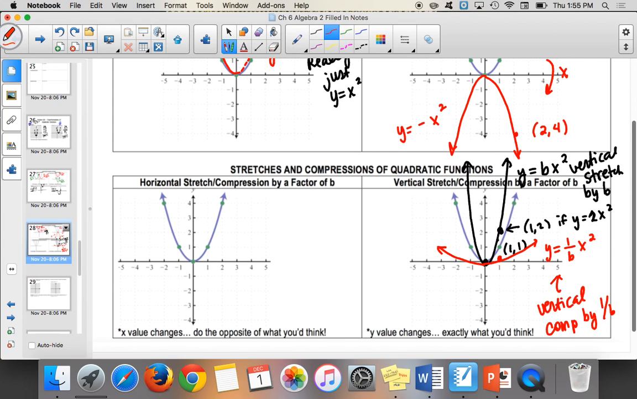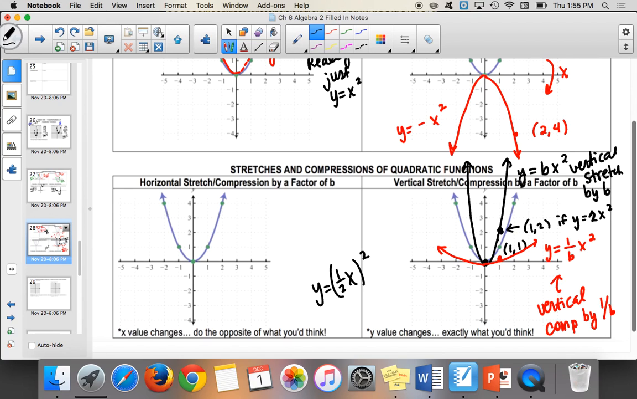Okay, now the horizontal ones. Remember I said anytime something's affecting the x value, it does the opposite of what you think. So if you see something like y equals 1/2 in parentheses x squared, we are not halving the x values. We are multiplying them by 2. What will that do to the parabola shape? What will happen to it if I multiply my x's by 2? Well, if you're multiplying the y values, it stretches vertically, but I'm multiplying the x values by 2. So like 2, 4 would now go to 4, 4. Oh, well, then in that case, it stretches it out like this, exactly.